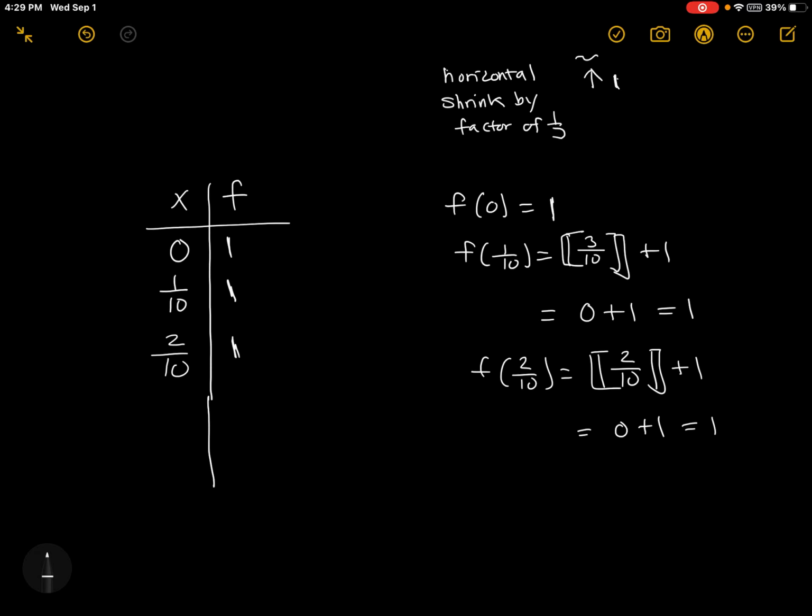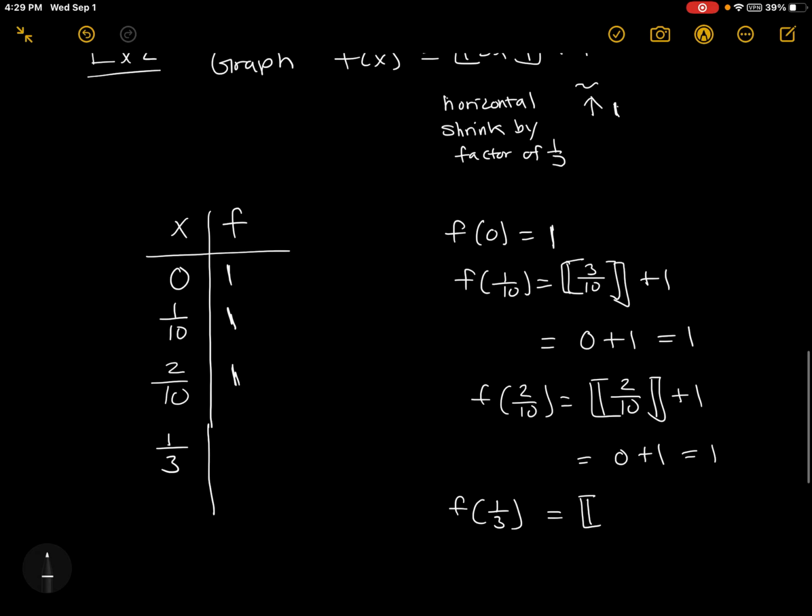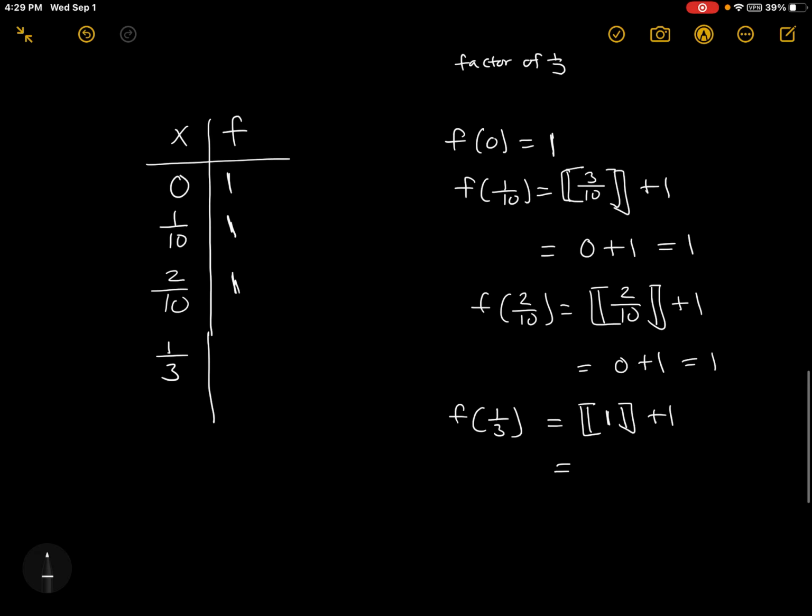Well, what if I plug in 1/3? f of 1/3. If I do 3 times 1/3, I'm going to get a value of 1. And this is the point where it's going to start changing the y values. So the greatest integer less than or equal to 1 is 1. 1 plus 1 is 2.